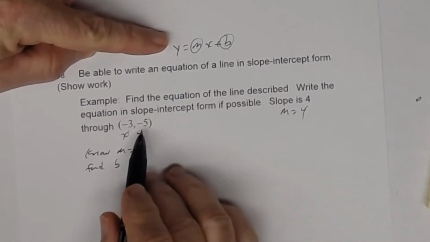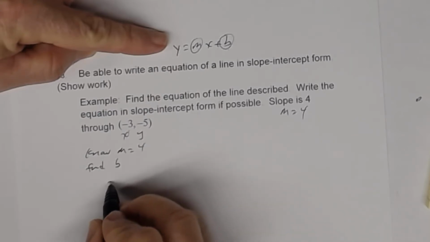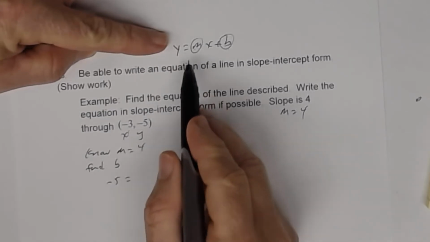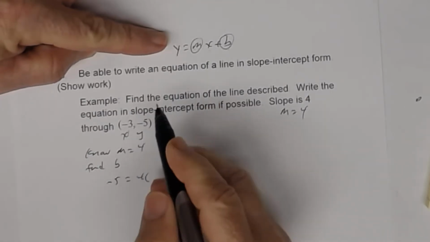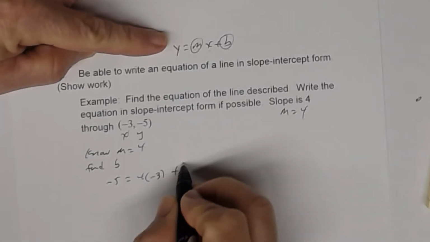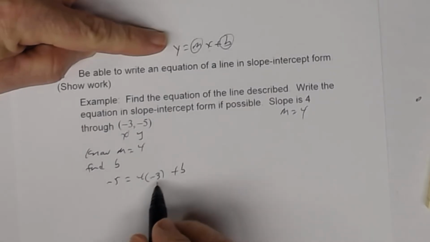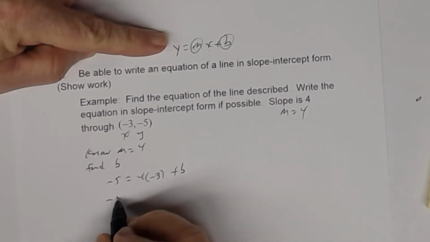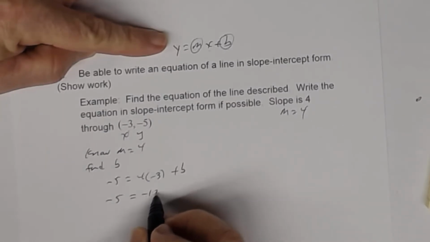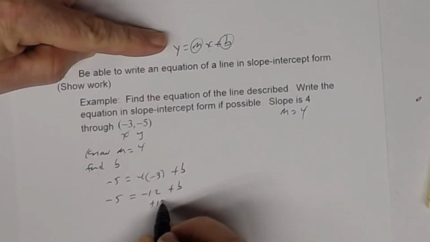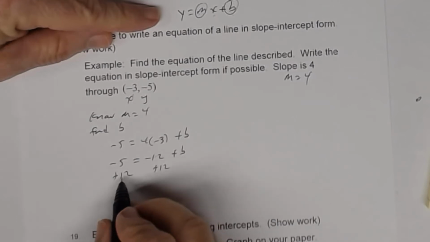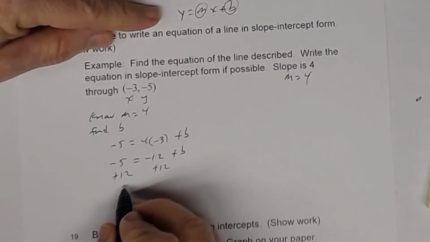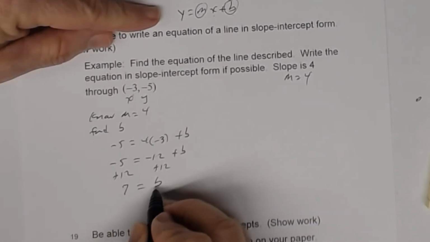So I get y, which is -5, equals the slope, which is 4, times x, which we know is -3, plus b. So we have to solve for b. 4 times -3 is -12. So we get -5 equals -12 plus b. Adding 12 to both sides, -5 plus 12 is 7, equals b.